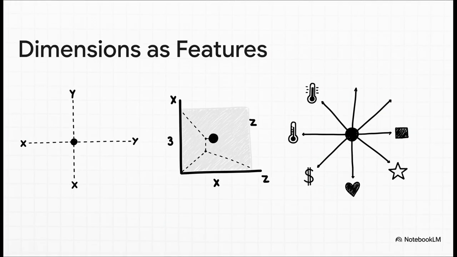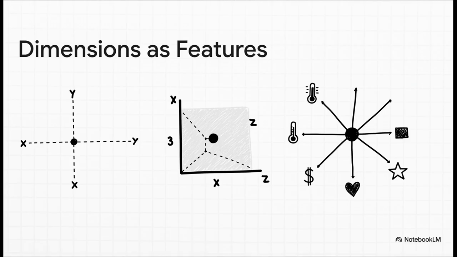This, right here, is the breakthrough. Just forget trying to picture another direction. Instead, think of dimensions as just features or pieces of data. I mean, a point in 2D space, that's just two numbers, x and y. A 3D point, you just add a z.